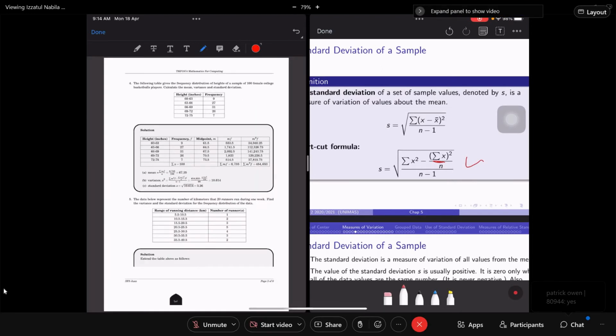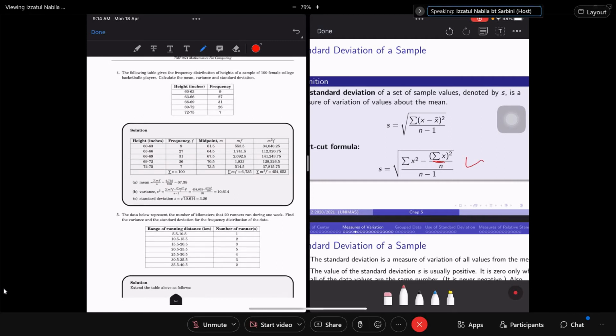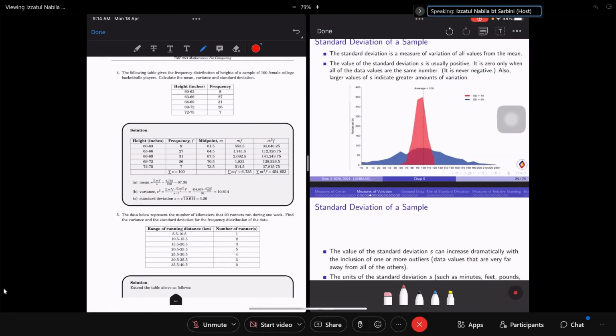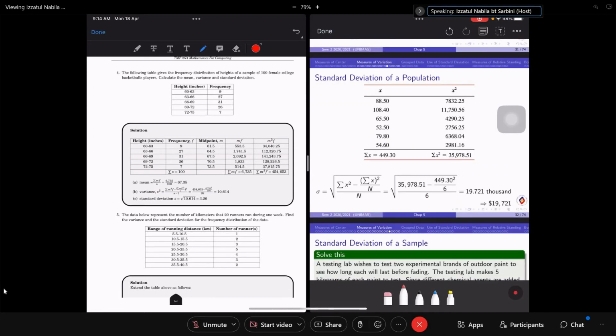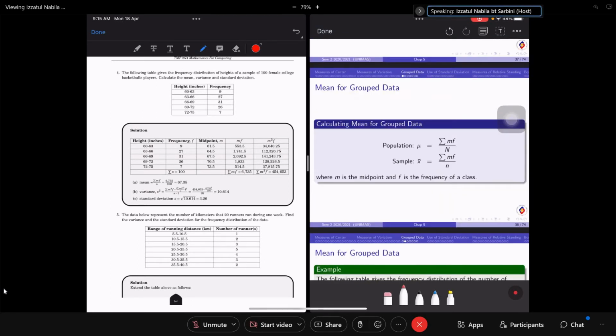Okay. We move to the next question, which is question 4. Now, this is a group data, what we call a group data. When we look at the lecture notes, let me go to the group data. Okay, this is what we call a group data, where you have groups, 60 to 63, 60 to 66, and then 72 to 75. So this is what we call a group data. So you are given this group data here, and you need to calculate mean, variance, and standard deviations.